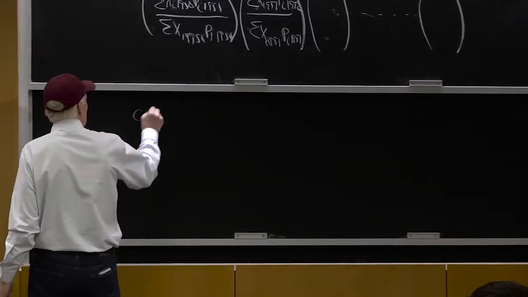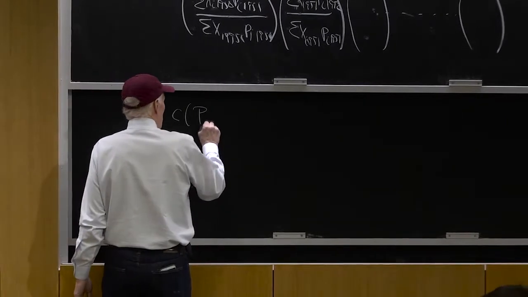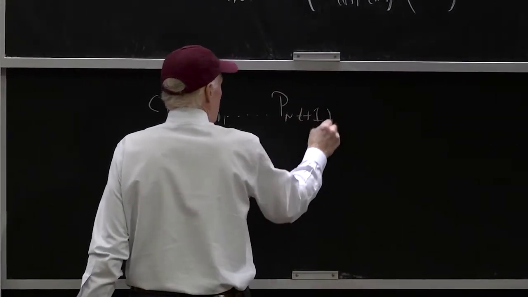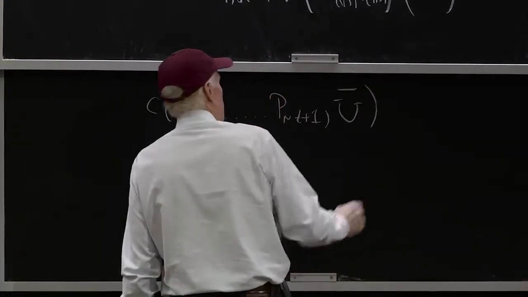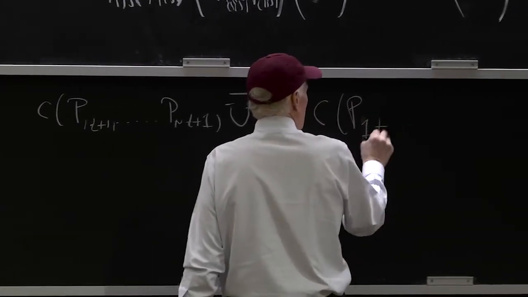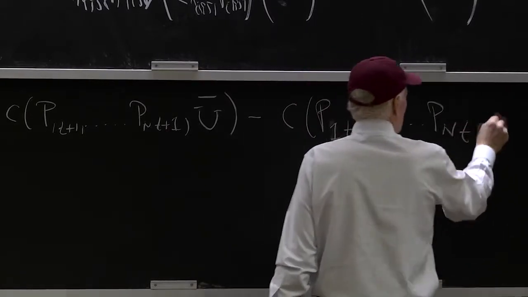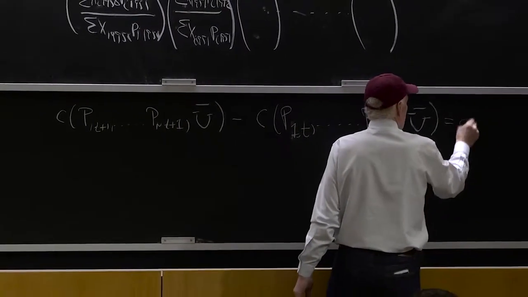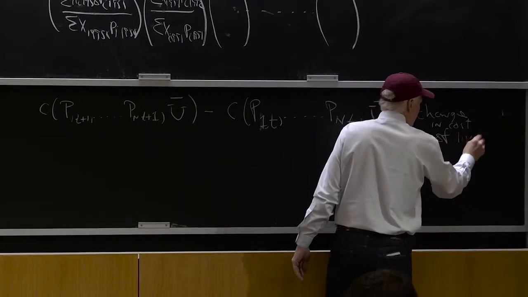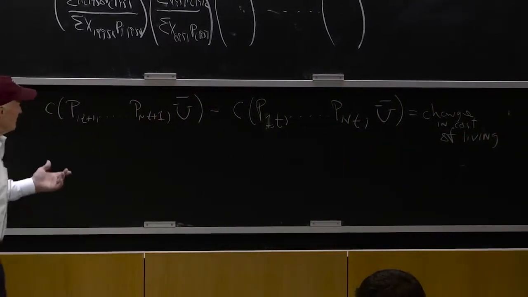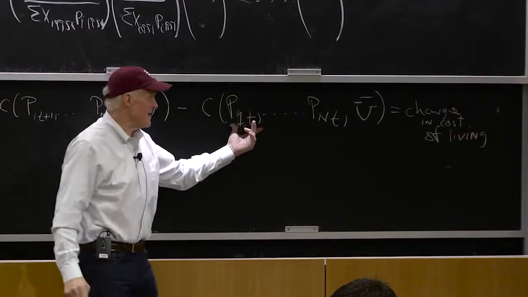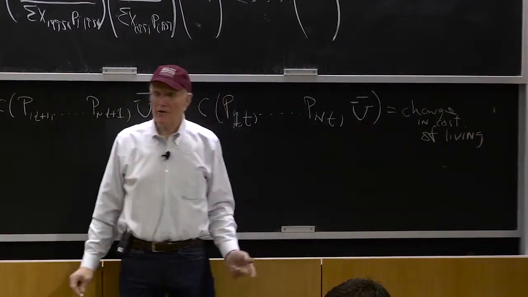So C of P1T+1 up to PnT+1, U bar, minus C of P1T up to PnT, U bar would be equal to the change in the cost of living, right? By definition, the change in the cost of living is what it costs to get a given level of utility on these prices versus what it would cost to get that same level of utility on the old prices, right?